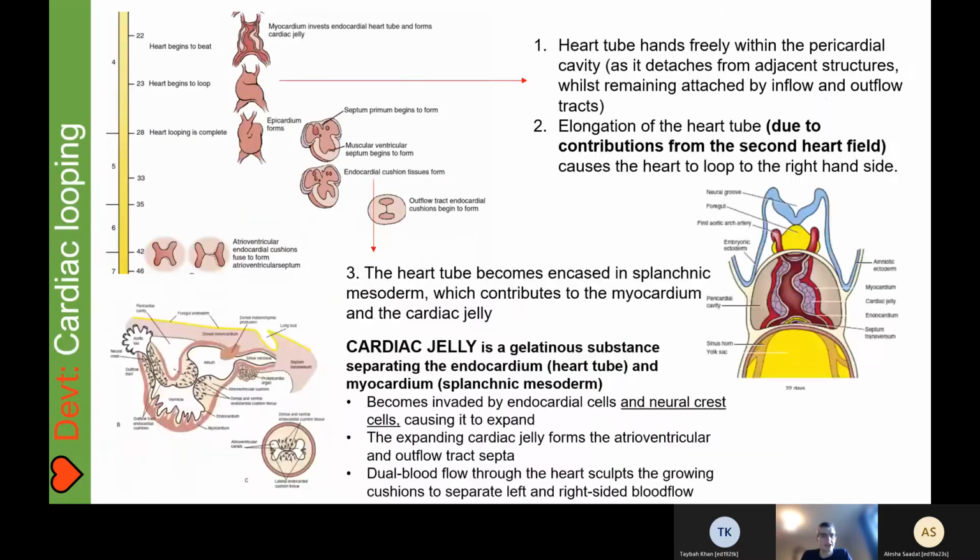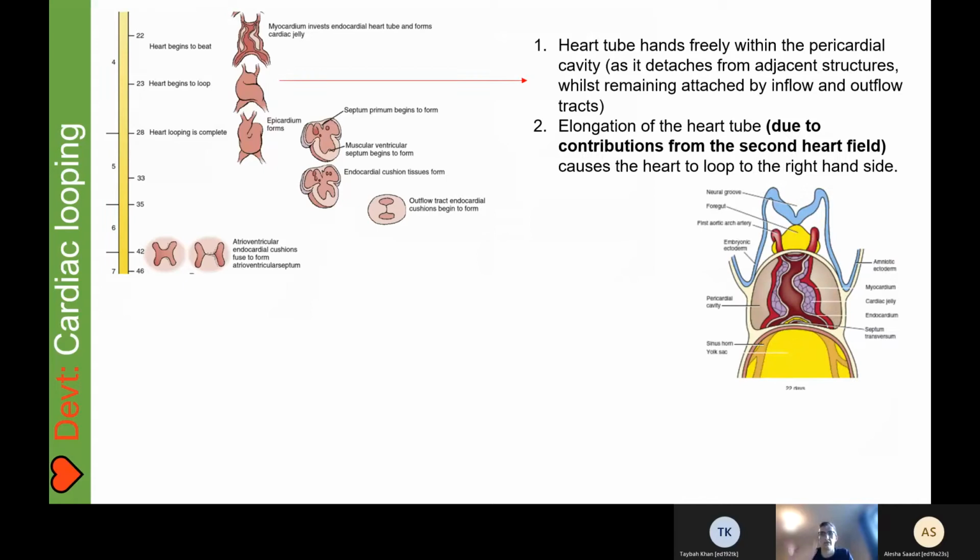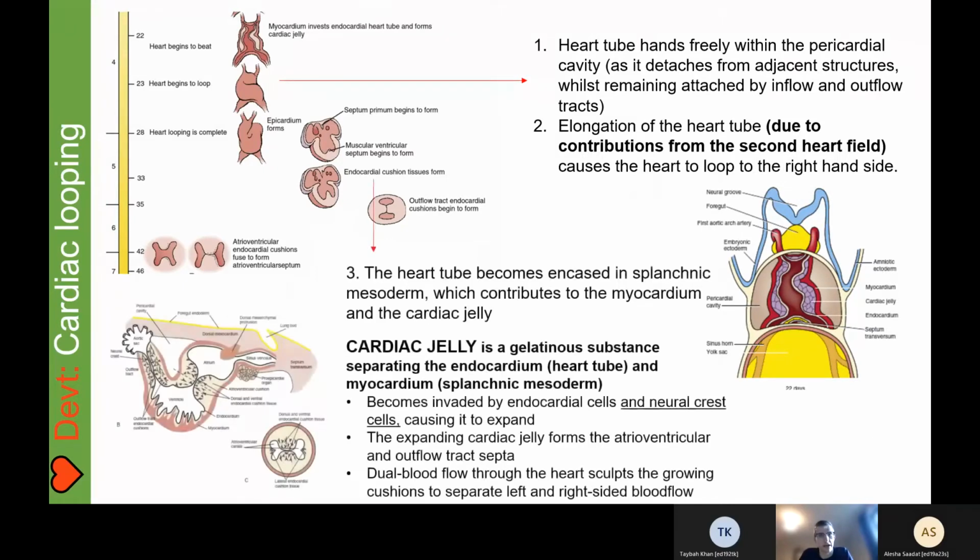I'd like to draw your attention to this second heart field, which is of increasing interest in the scientific field. It sits alongside that primary heart field that we talked about. It doesn't contribute to the initial endocardial tubes, but cells originating just adjacent to these are important in allowing the elongation of the heart tube at this later stage, and therefore contribute to many important structures in the heart.